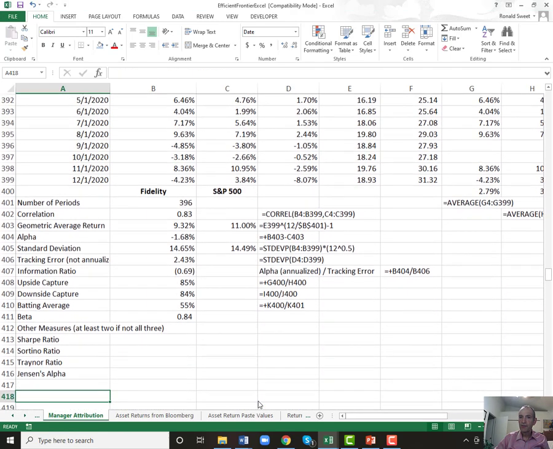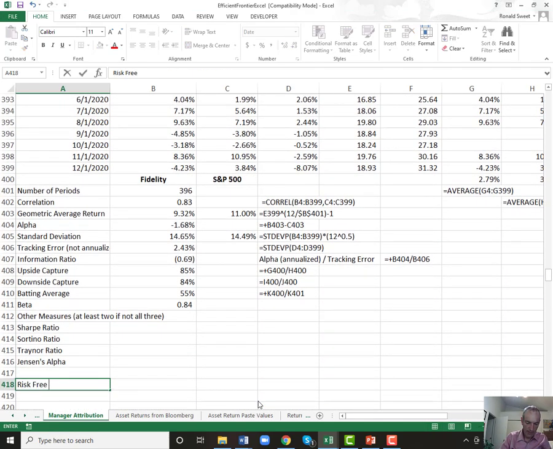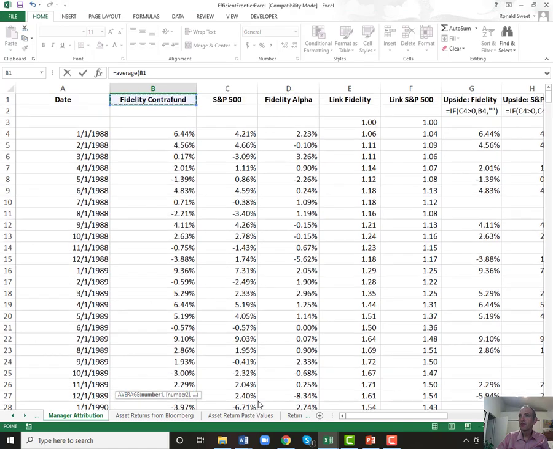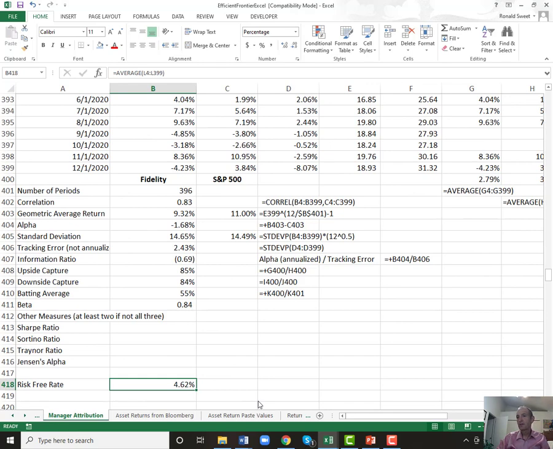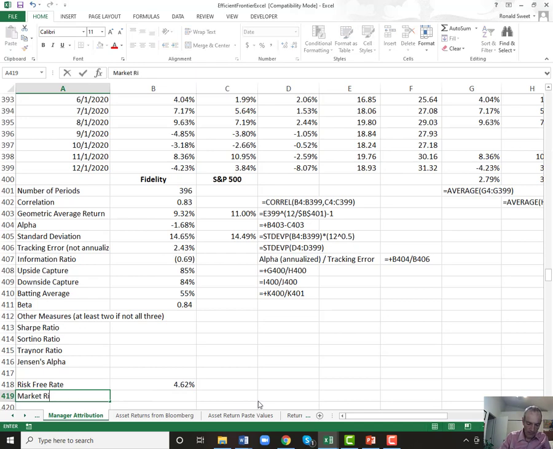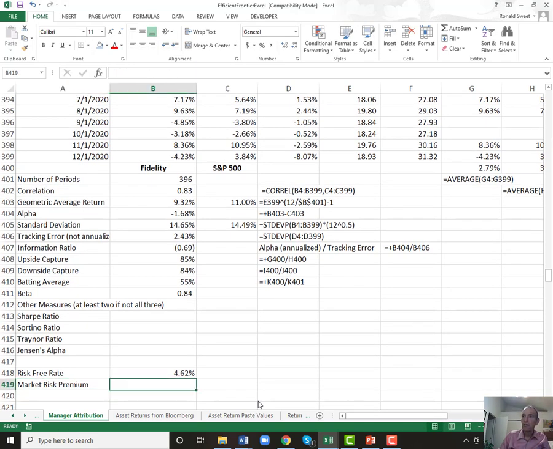So the first thing we need here is the risk-free rate. I'm going to say the risk-free rate is just the average of those 10-year Treasuries. And these are annual numbers, so I don't need to annualize anything. So the 10-year Treasury would have made you about 4.62%. The market risk premium, I'm just going to take the return on the S&P 500 minus the risk-free rate, and that gives me a market risk premium of that. So now we should have everything we need.